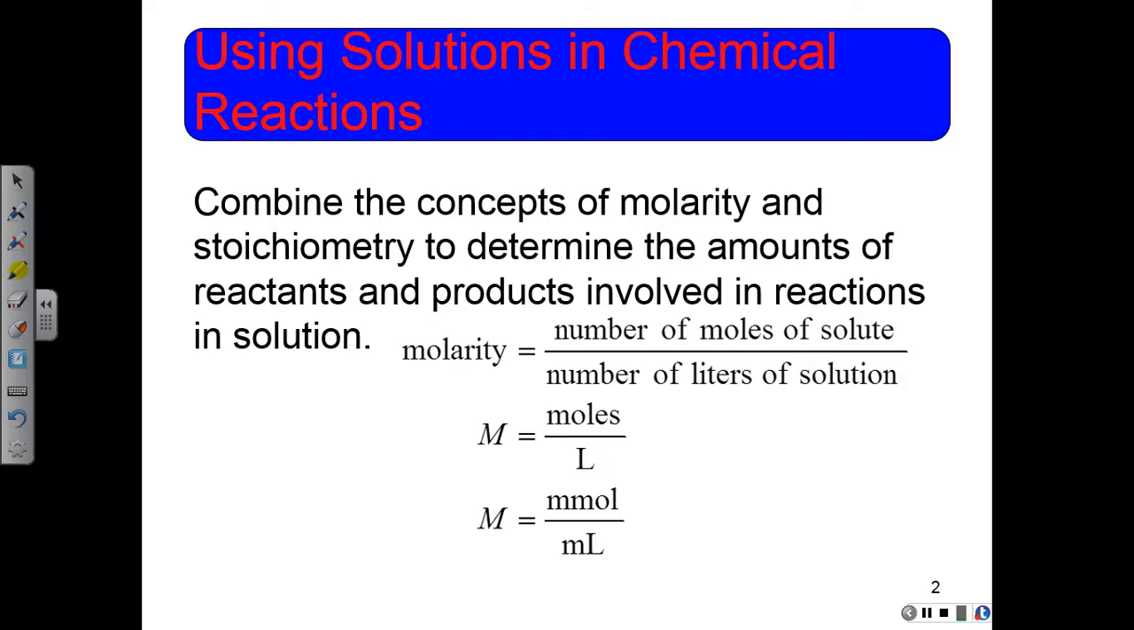So molarity is moles over liters of solution. And then you can use millimoles over milliliters. These are the same. See, they equal molarity here. The only difference is a millimole is 1/1000th of a mole. And then here's milliliters. So if you use millimoles, you have to use milliliters. Those go together.